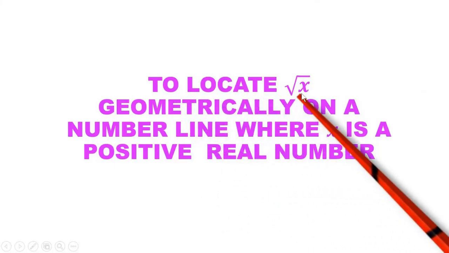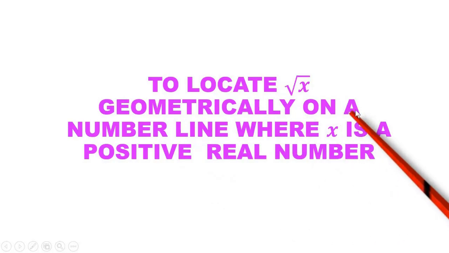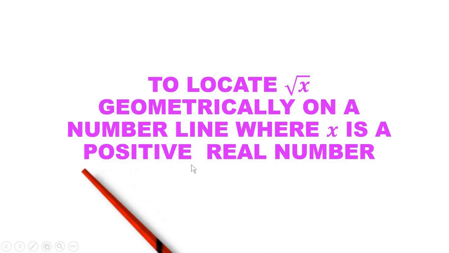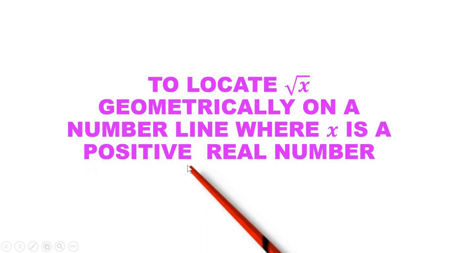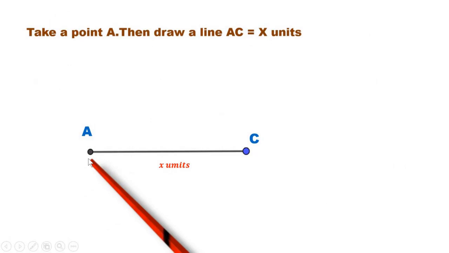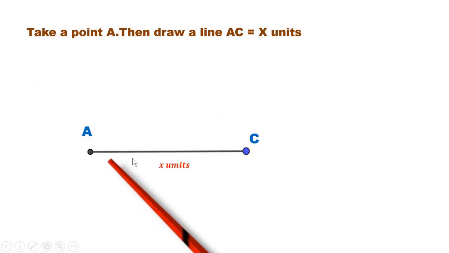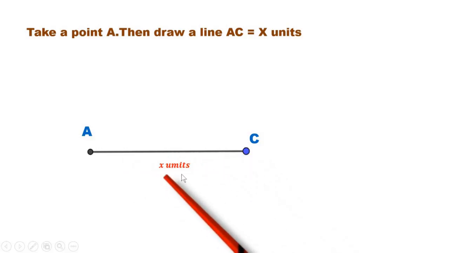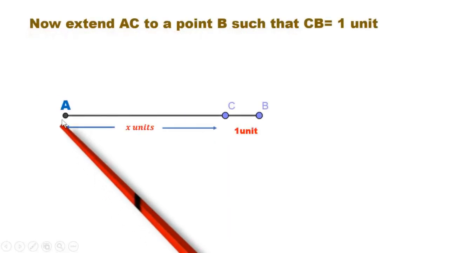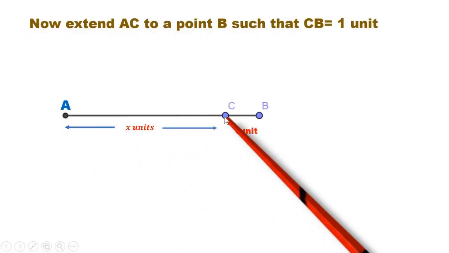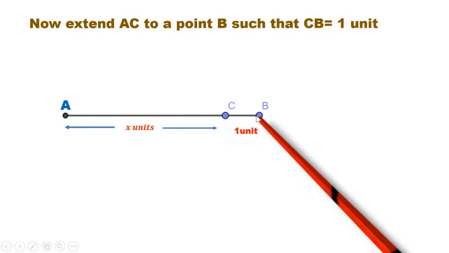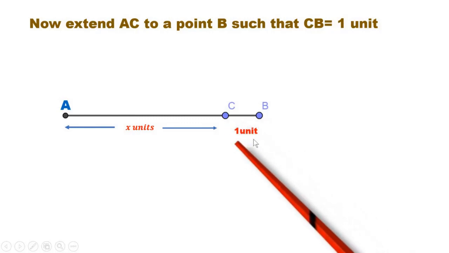Today we will learn to locate root x geometrically on a number line, where x is a positive real number. Take a point A. Then draw a line AC equal to x units. Now extend AC to a point B such that CB is equal to 1 unit.